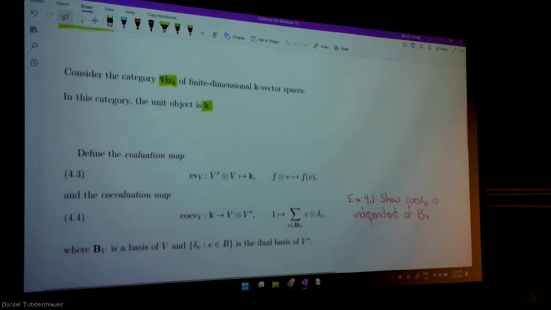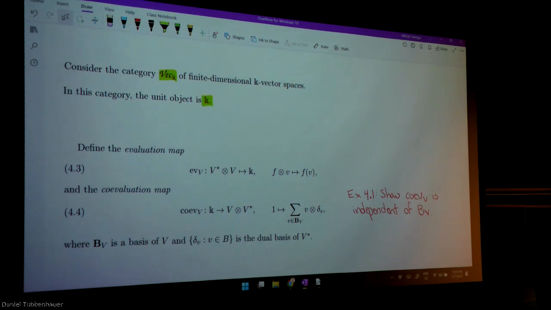So what are the maps that are going to correspond to our caps and cups? Well, there are these maps. There's some very natural maps. There's an evaluation map, which goes from V dual to V. Now when I write V dual, this is just the vector space dual, linear maps to the ground field.